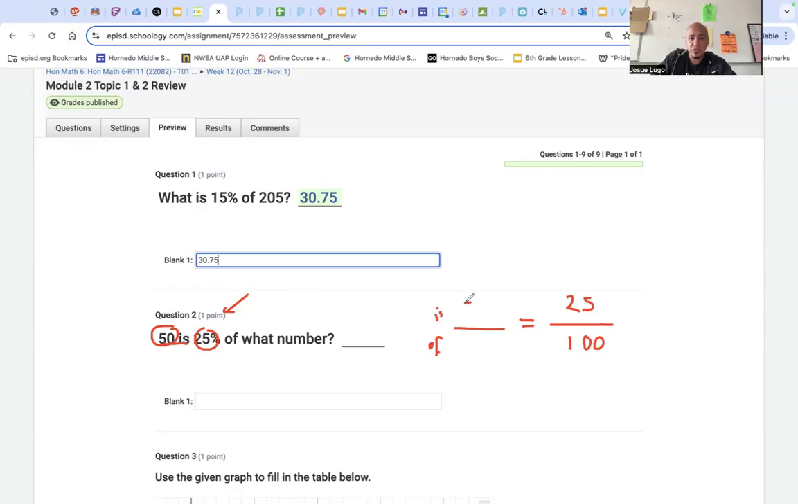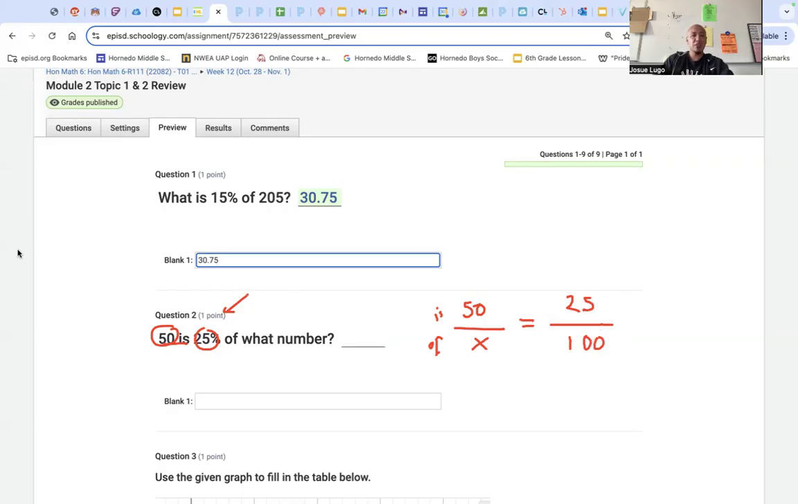So that's obviously going to be the part of what number? I don't know. Notice 50 is 25%, so that's why it's the part. What number are we talking about? What number makes up 100%? I do not know. 25 is the percent, so that goes over 100.